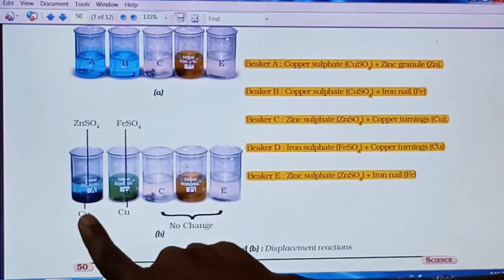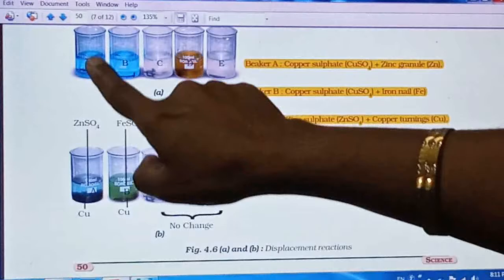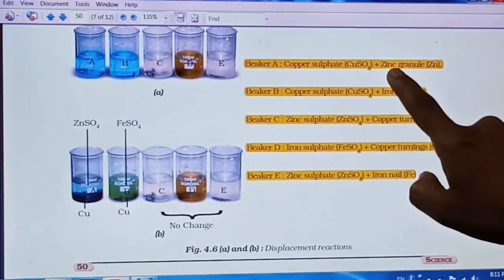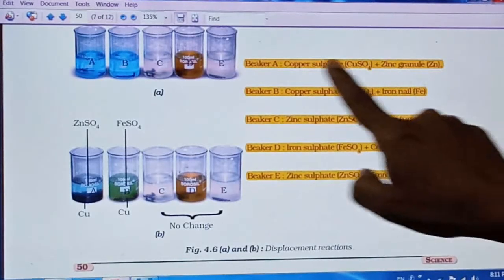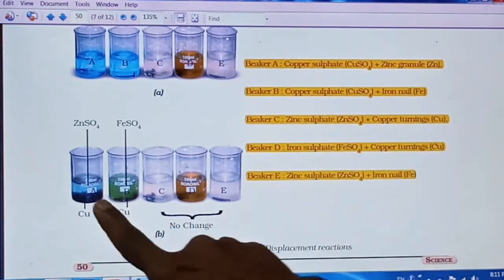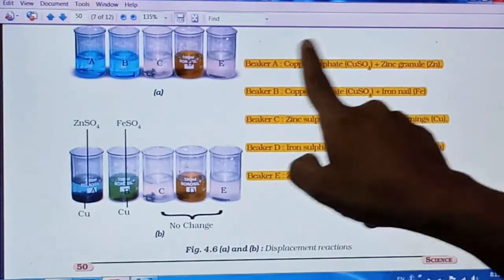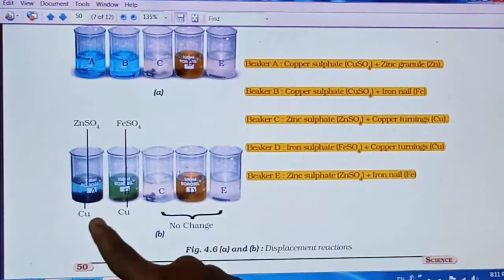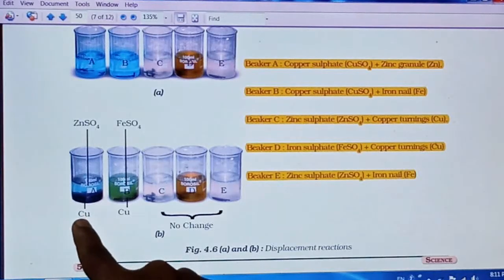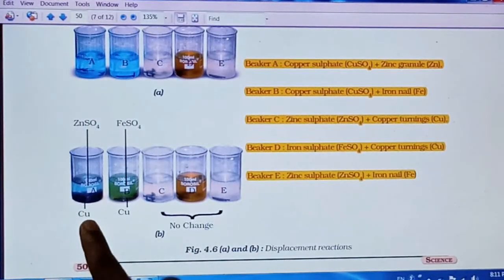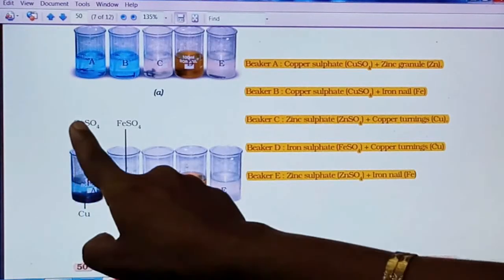So in the first beaker you can see that whenever this reaction takes place, zinc granules are there. The zinc displaces the copper and the zinc sulfate solution is formed, and the copper from that sulfate group is separated and displaced as only copper, right. So this is what is known as a displacement reaction. Here the copper is displaced by the zinc.